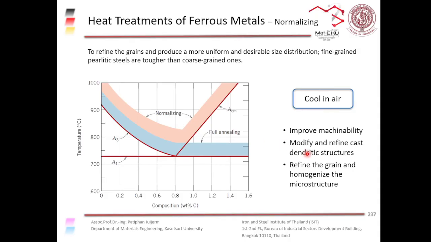Okay, so it will refine the cast dendritic structure. It will refine the grain and homogenize the microstructure. So it will make the grains smaller and make the microstructure more similar throughout the whole microstructure, right? So instead of one area having dendrite, and one area having a different sort of structure. Okay.